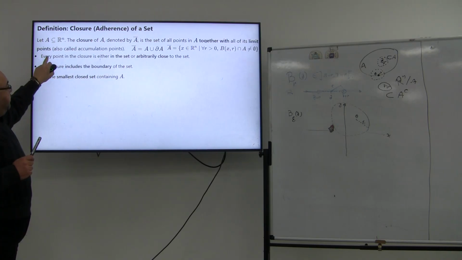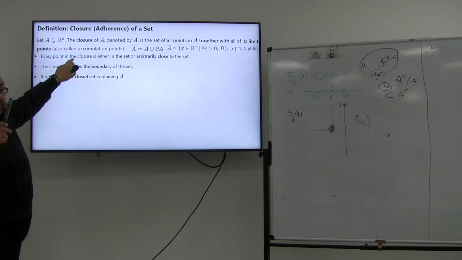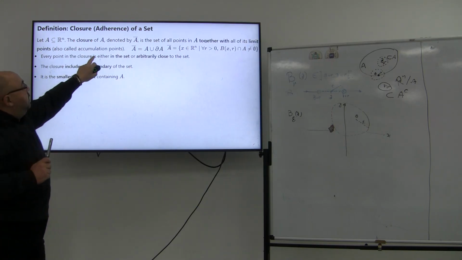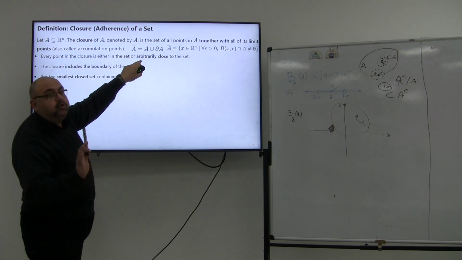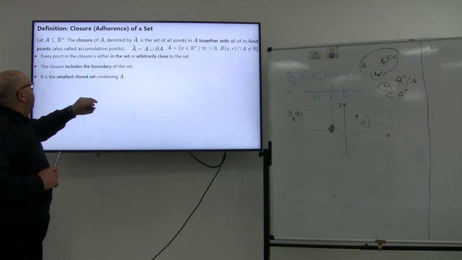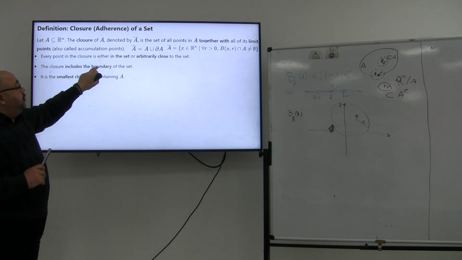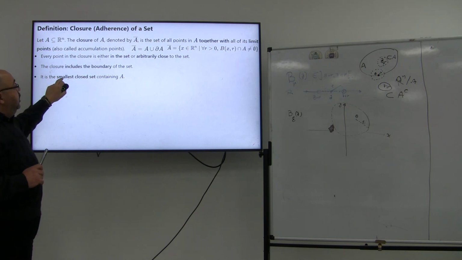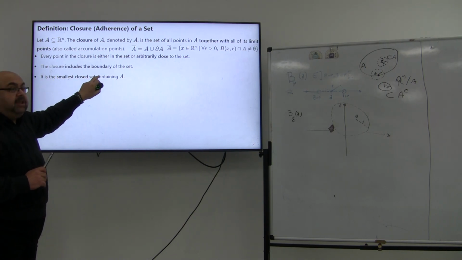Every point in the closure, meaning interior or on the boundary, right? It is in the set or arbitrarily close to the set, because it is considered an accumulation point of the boundary. The closure includes the boundary of the set. It is the smallest closed set containing A.